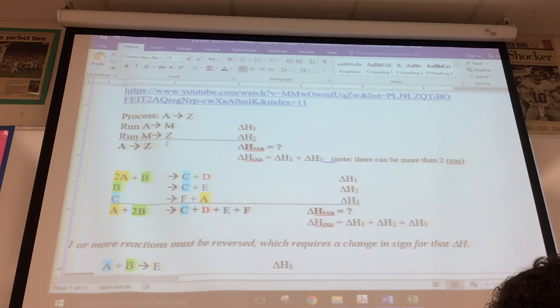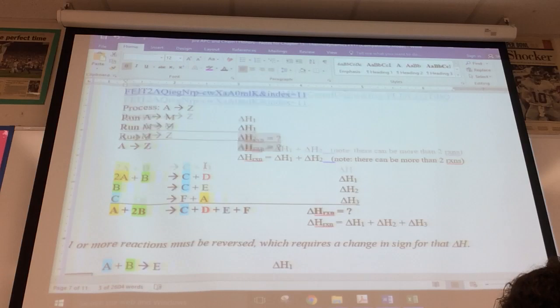If the sum of these 2 reactions is equal to the net equation of A to Z, then the delta H for that A to Z reaction is the sum of these 2 delta H's. That is delta H1 plus delta H2. That's Hess's law. If the equations, when summed together, equal the net, the delta H of the reaction is the sum of the individual delta H's. There can be many more than 2 reactions. I can't imagine you'd have more than 5, but there can be quite a few reactions. And this all works because enthalpy is a state function.